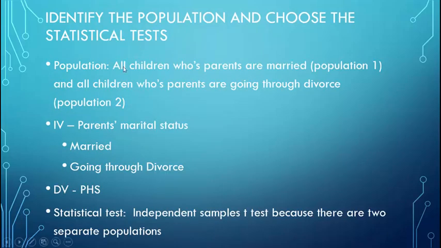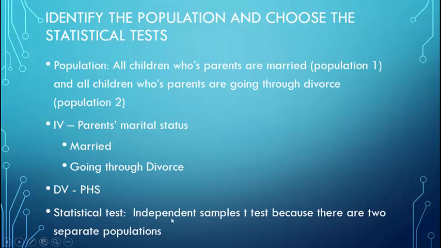So the population that we're interested in are all children whose parents are married, that would be our population 1, compared to all children whose parents are going through divorce, that would be our population 2. We're comparing two different populations or two different groups of individuals. The independent variable, our treatment variable, is parents' marital status, and we have two levels. We've got parents who are married and parents who are going through divorce.